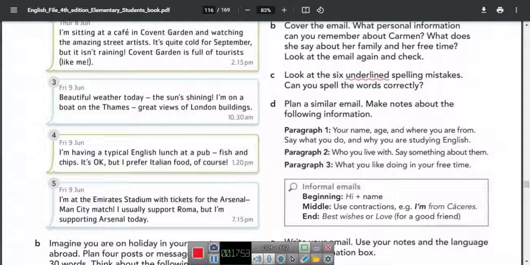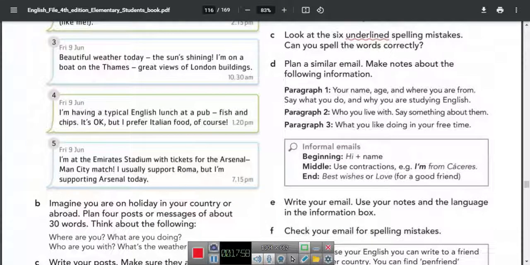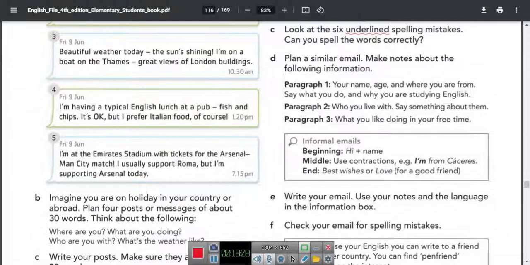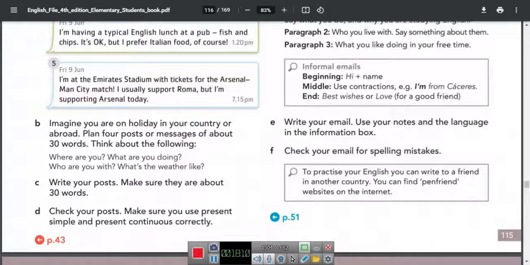Третий параграф. What you like doing in your free time. Что нравится делать в свободное время. Beginning. Как начать? Hi, I am. Middle. Use contractions. For instance, I'm from Cáceres. And best wishes, love, good for a good friend. Now write your email, use your notes and the language in the information box. А теперь напишите свое письмо, используйте информацию, которая уже была дана.